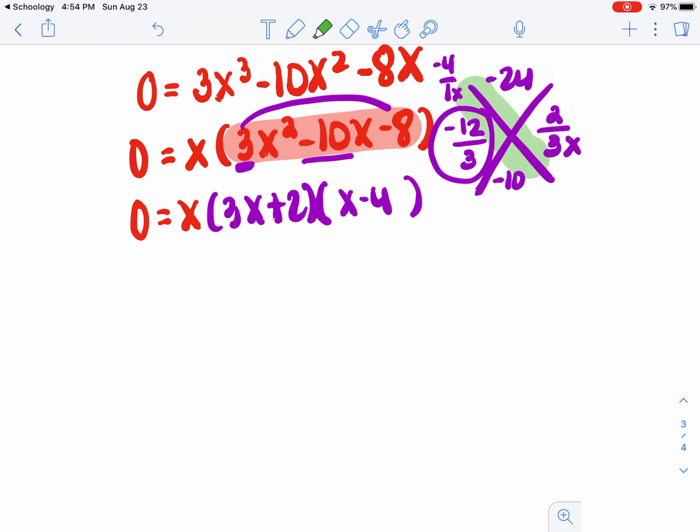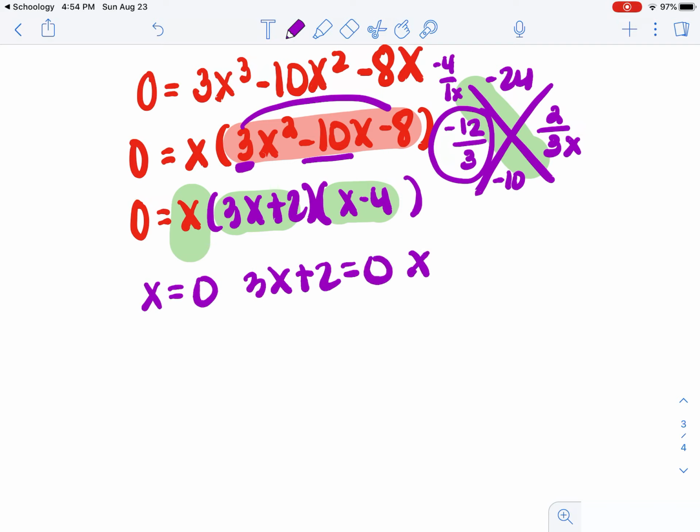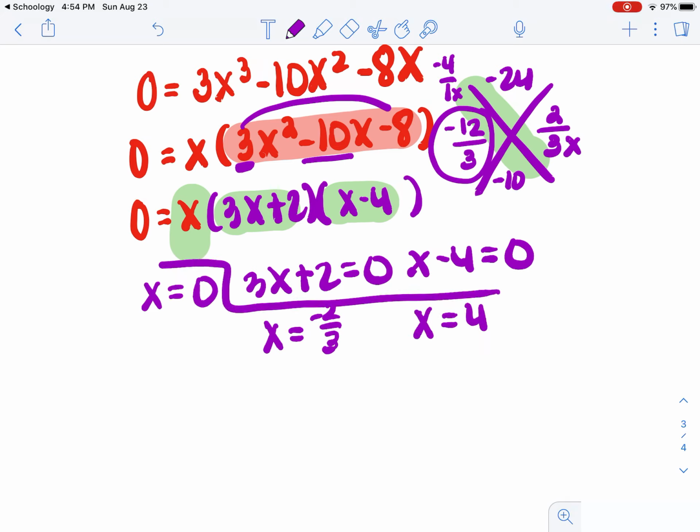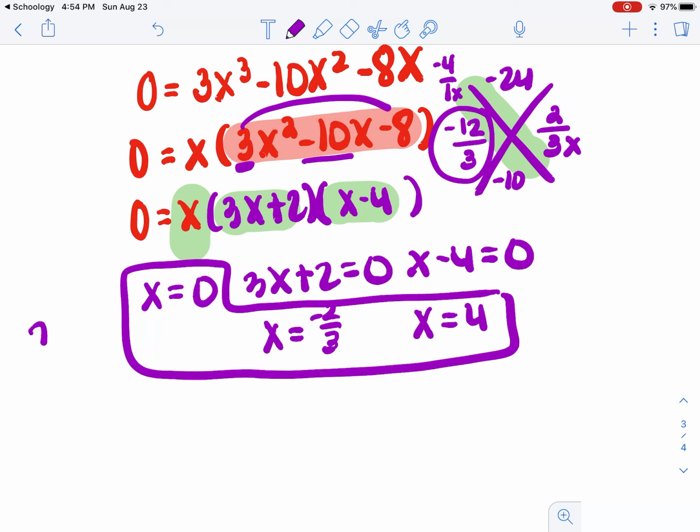All right, now I can find my zeros by setting each factor equal to 0 and solving. So I have x equals 0, 3x plus 2 equals 0, x minus 4 equals 0. Now I'm going to solve for x. The first one's already done. The second one, I'm going to subtract 2. Divide by 3. Last one I'm going to add 4. So here are my 3 zeros.